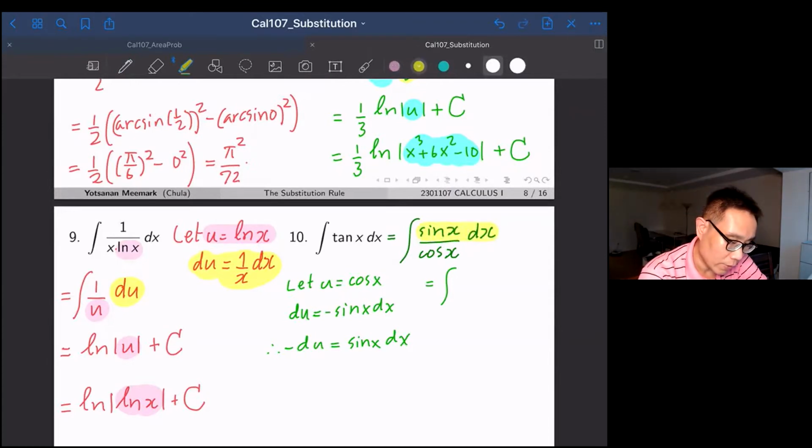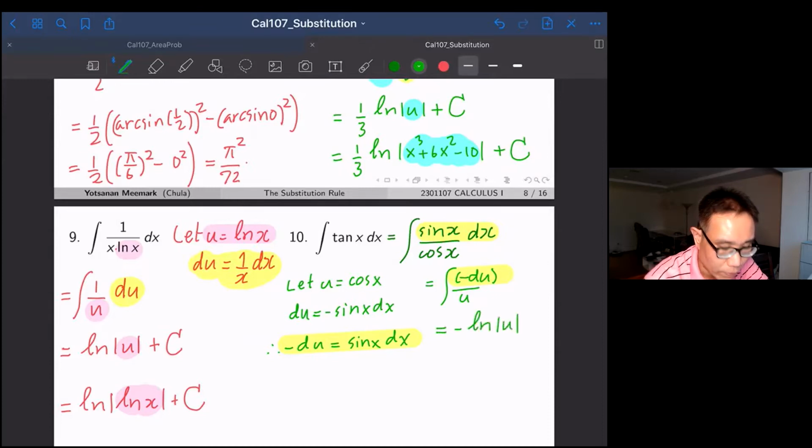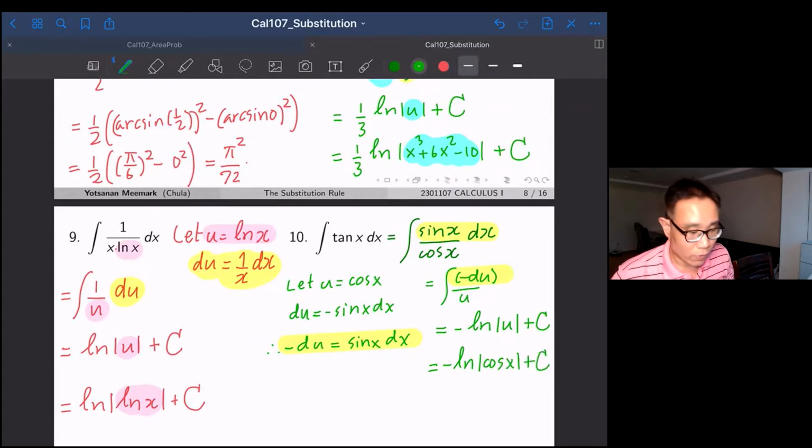Okay, so you have the yellow guy equal to negative du, and you have cosine x on the bottom. So it's over u, and this guy will be negative du. And this one will be negative log absolute u, so it's going to be log absolute u. Don't forget to plus c. And this guy will be negative log of absolute cosine x plus c. So the integral of tan equals negative log absolute cosine x plus c.